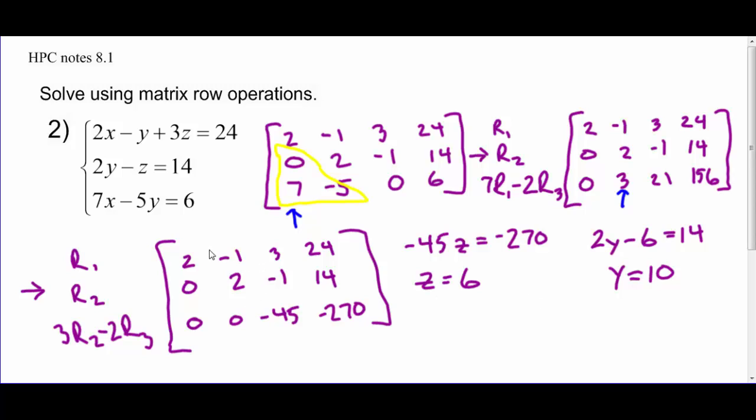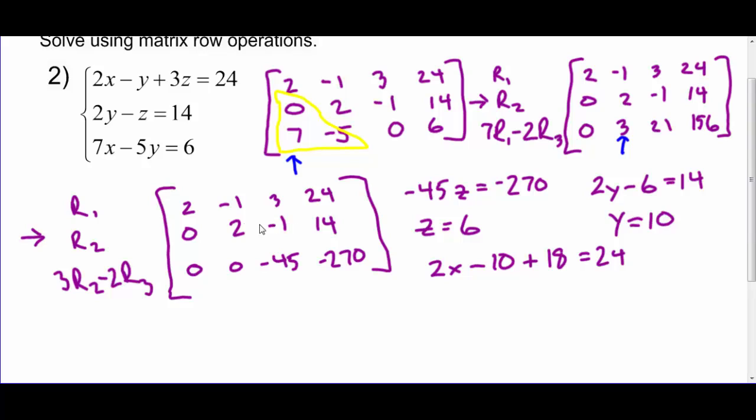Finally, I'm going to go back up one more step. I know that 2x minus y, which would be minus 10, plus 3z, well, that's 3 times 6, or 18, is equal to 24. So again, I found z, then I plugged in z here to find y. Now I'm plugging in z and y so I can find x, and I find when I subtract 8 and divide by 2, I get x equal to 8. So our ordered pair is 8, 6, and 10.